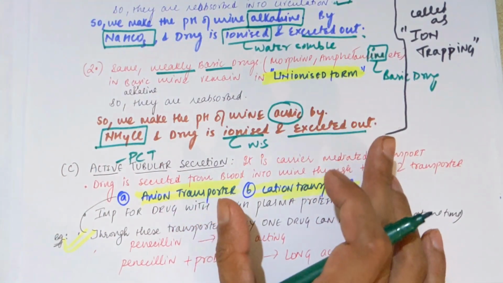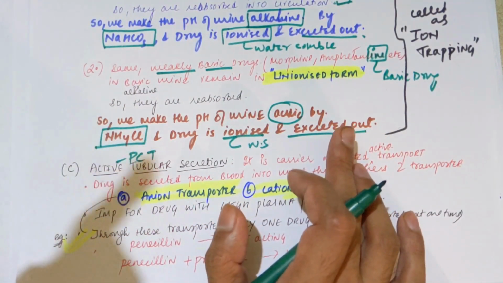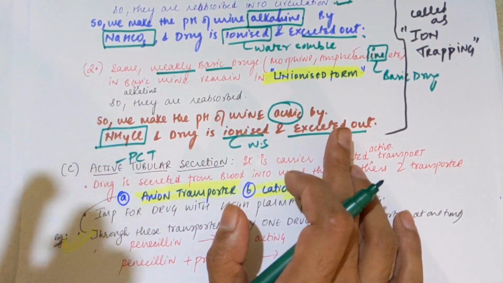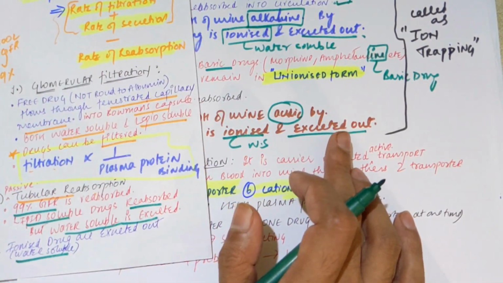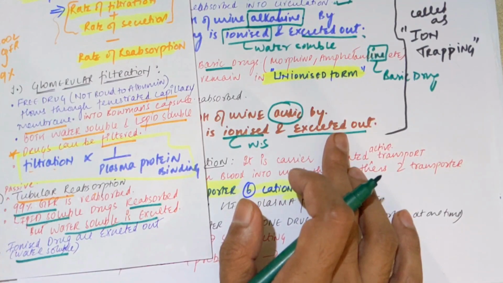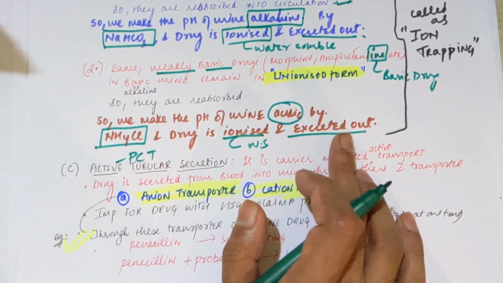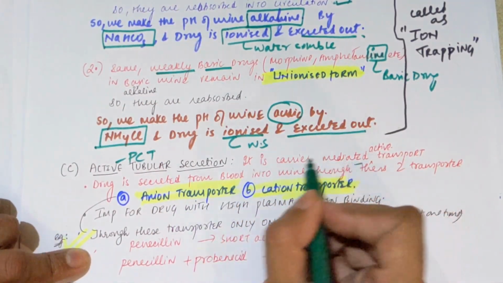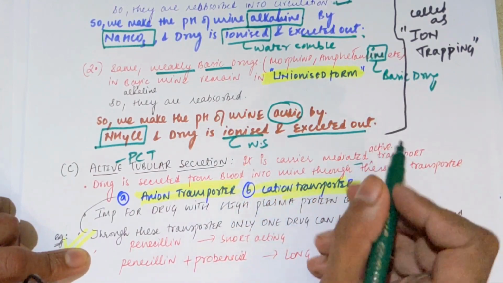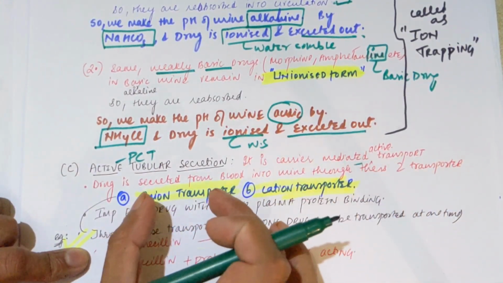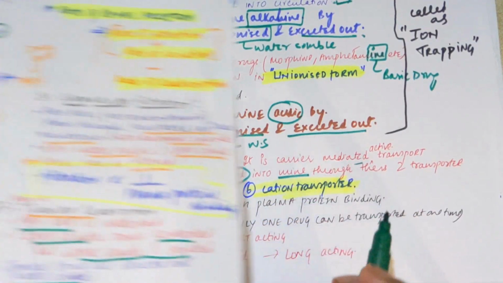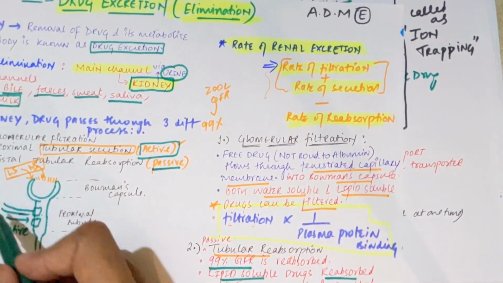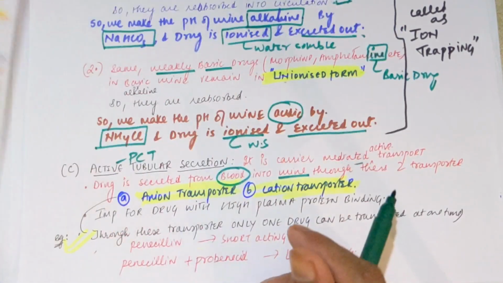It is actually for the drugs which are highly plasma protein bound, the drugs which have high affinity for plasma protein binding. Clear? So those drugs are excreted through tubular secretion. Just reading the line here: it is a carrier mediated active transport, as I have told you, and the drug is secreted from blood into the urine. This is the systemic circulation, that is the blood, and now it will be secreted into the nephron, that is the urine.